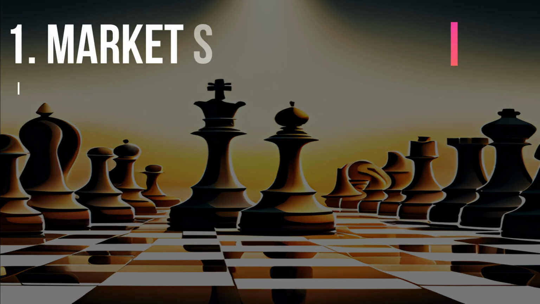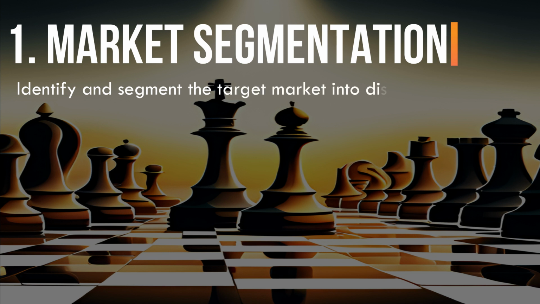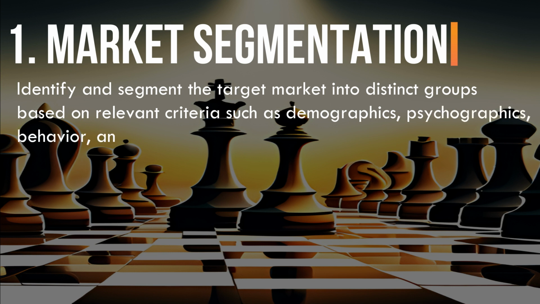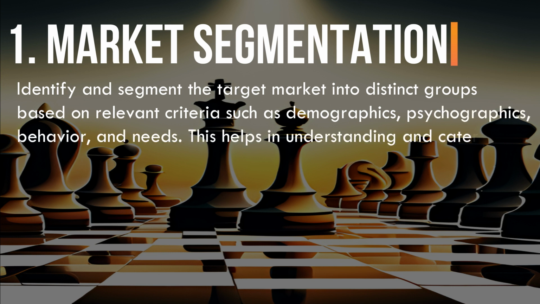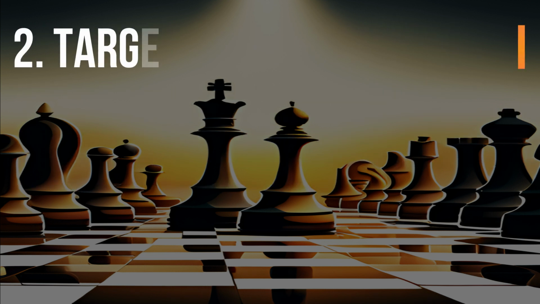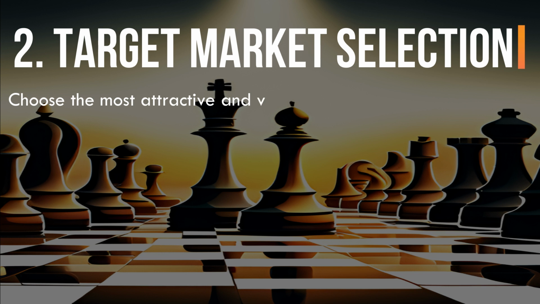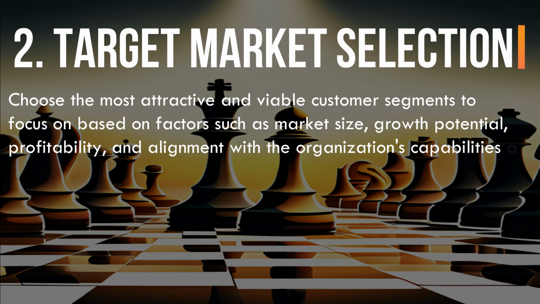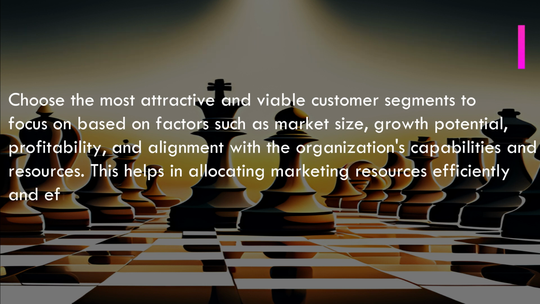Here are the key components of a marketing strategy. 1. Market segmentation. Identify and segment the target market into distinct groups based on relevant criteria such as demographics, psychographics, behavior, and needs. This helps in understanding and catering to the specific needs and preferences of different customer segments, allowing for more effective marketing efforts. 2. Target market selection. Choose the most attractive and viable customer segments to focus on based on factors such as market size, growth potential, profitability, and alignment with the organization's capabilities and resources. This helps in allocating marketing resources efficiently and effectively.